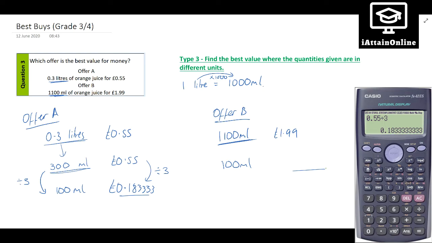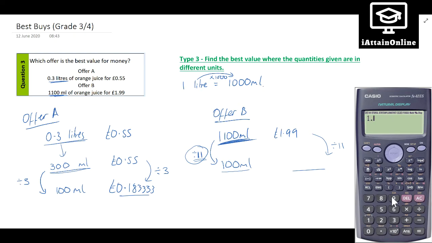Sometimes, not always. Okay, so now over here we're going to do the same to find out the cost of 100 millilitres. So because there are 11 100s in 1100, I'm dividing by 11. If you're ever not sure what this number is you're dividing by, in your calculator you could just do 1100 divided by 100 and it will tell you what you're dividing by. So over here I'm also going to divide by 11 and then go back to my calculator.